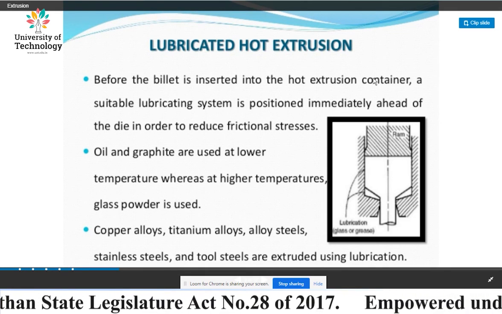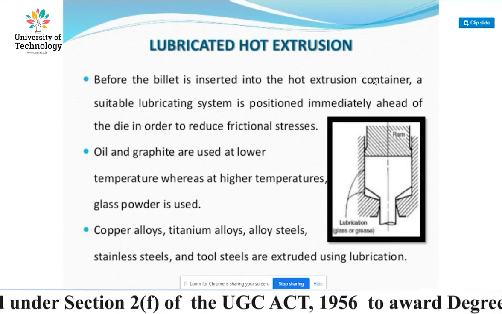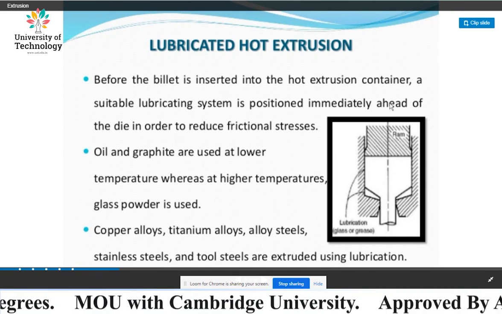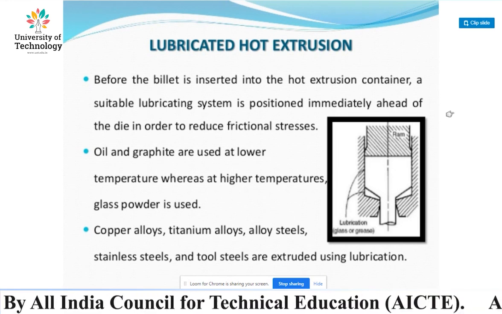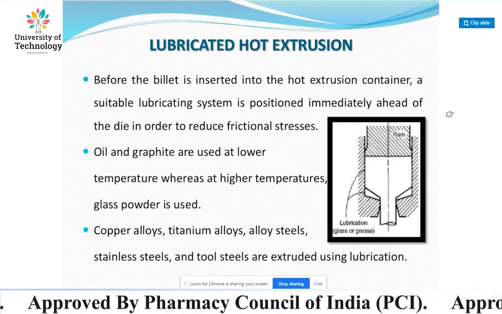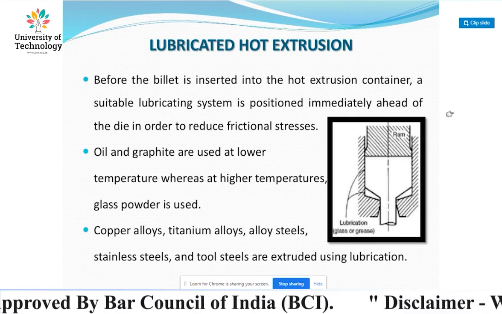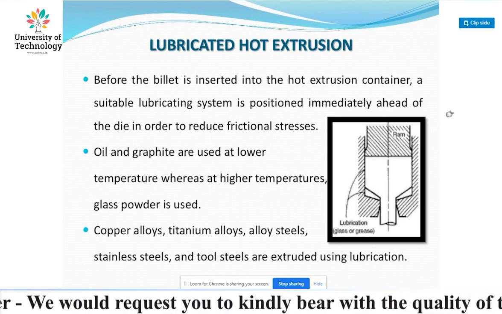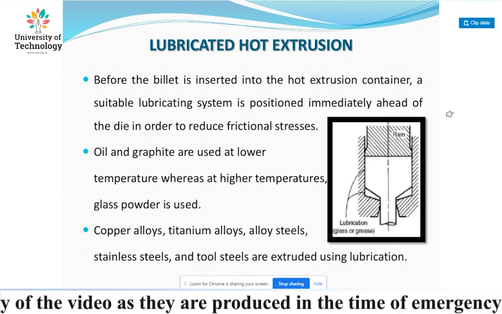Lubricated hot extrusion. Before the billet is inserted into the hot extrusion container, a suitable lubricating system is positioned immediately ahead of the die in order to reduce frictional stresses. In lubricated hot extrusion, oil and graphite are used at lower temperatures, whereas at higher temperatures glass powder is used. Copper alloys, titanium alloys, alloy steel, stainless steel, and tool steels are extruded using lubrication.